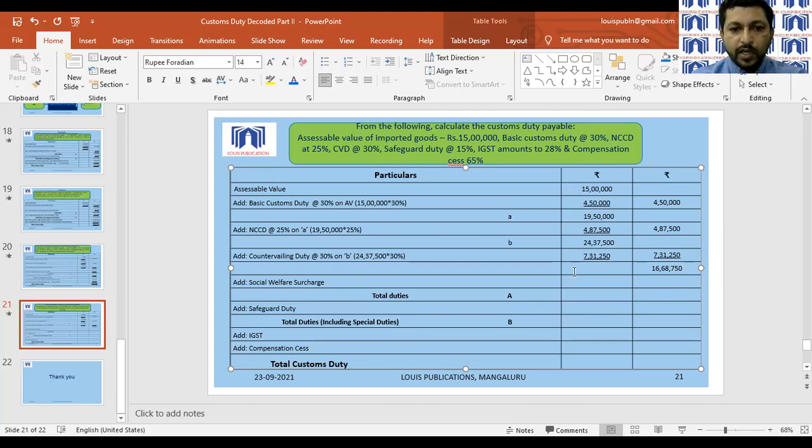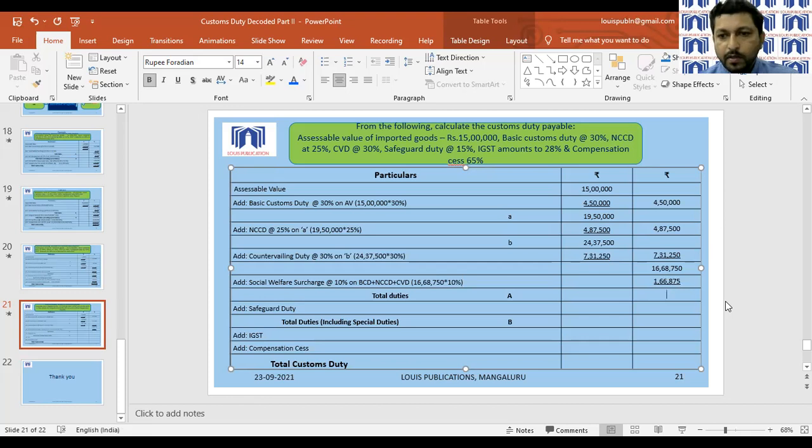Now, social welfare surcharge need not be given in the problem. As I mentioned, it is always 10% on BCD plus NCCD plus CVD. So I take 16,68,750 into 10%. That will be 1,66,875. 1,66,875 will be the value.